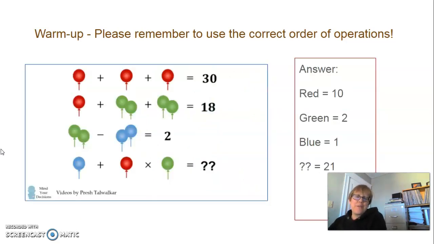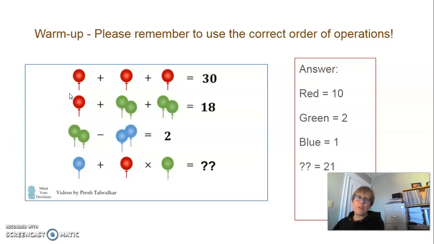All right, here we are, everybody. So how did you do? Let's take a look, first of all, at the answers. I got 10 as representing red, or red represents 10. The green balloons represent 2. The blue balloons represent 1. And then with the correct order of operations, you come up with 21.